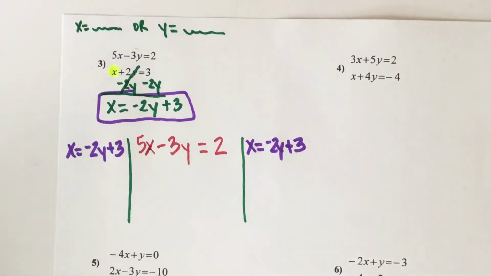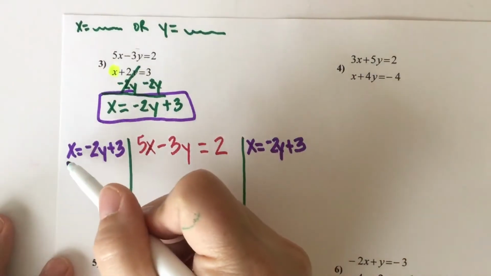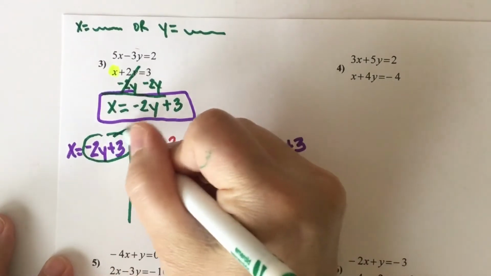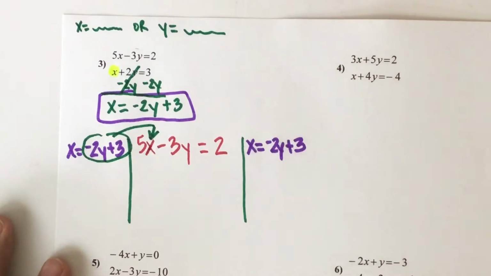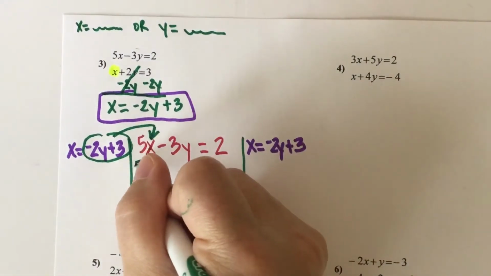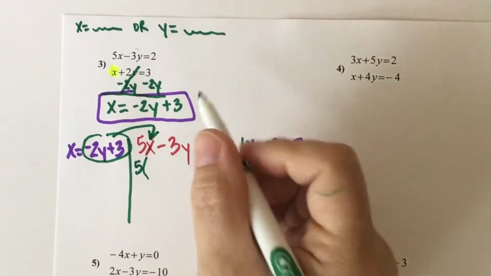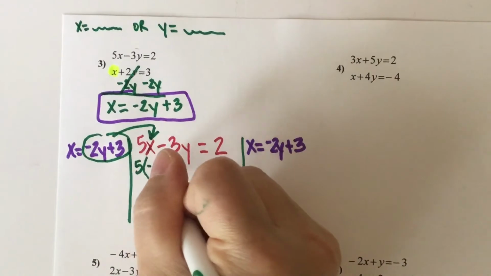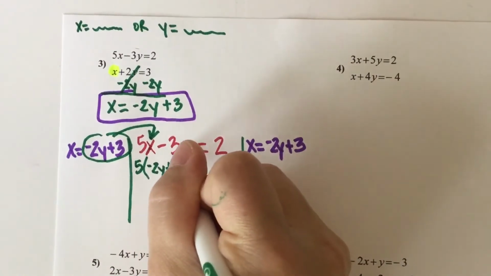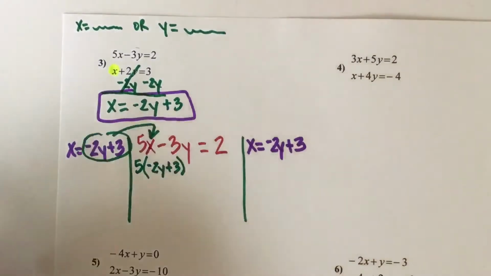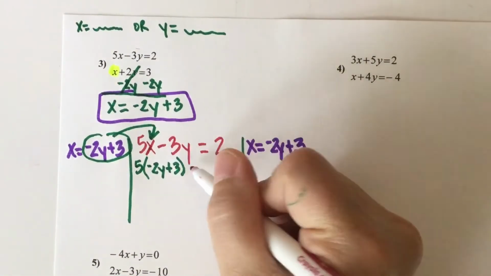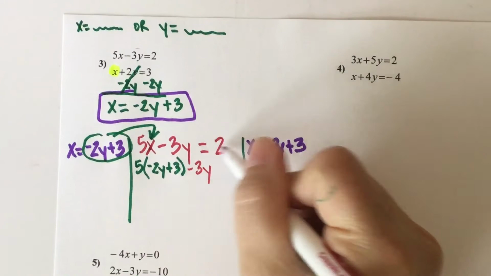Okay, here we go. Time to substitute. So this says x equals. So since it says x equals, we're going to take all of what it equals and plug it into the x. So 5, slap your parentheses down, plug negative 2y plus 3 into the x, close your parentheses, and then just recopy everything that's in the back. So recopy minus 3y and recopy equals 2.